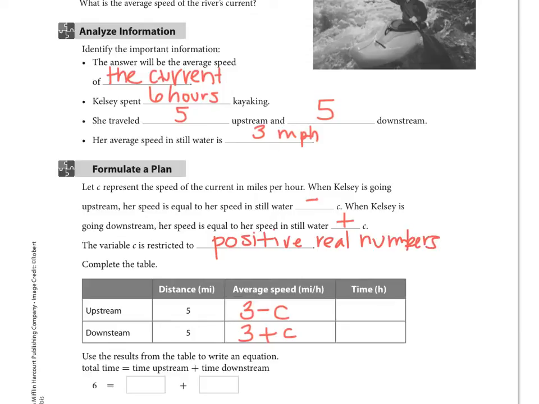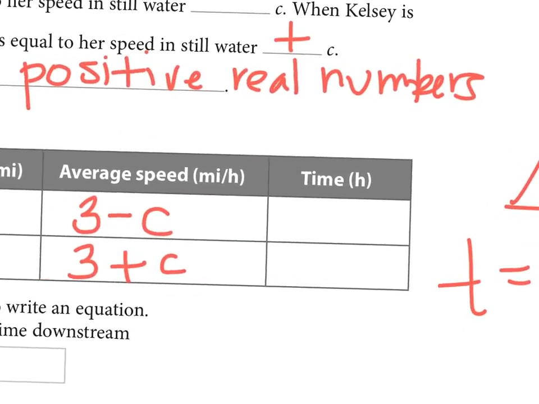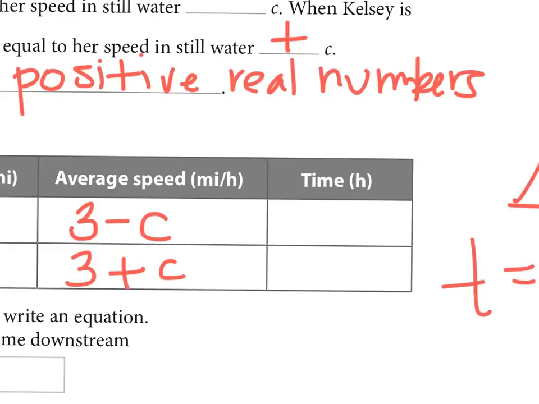So if I know that my distance is 5 and my speed I have 3 minus C, well, to write my time, we can look back at our triangle, and our distance equals our speed times our time. So my time is equal to my distance divided by my speed. So for going upstream, my time is going to be 5 divided by 3 minus C, and going downstream, my time is 5 divided by 3 plus C.